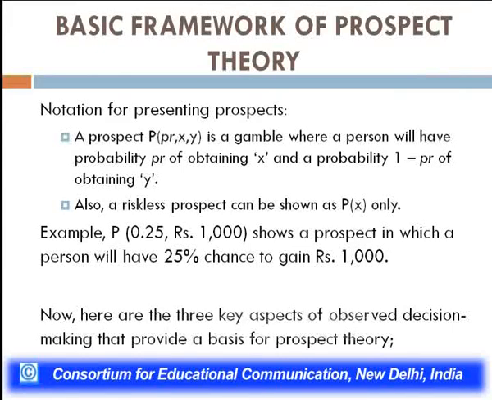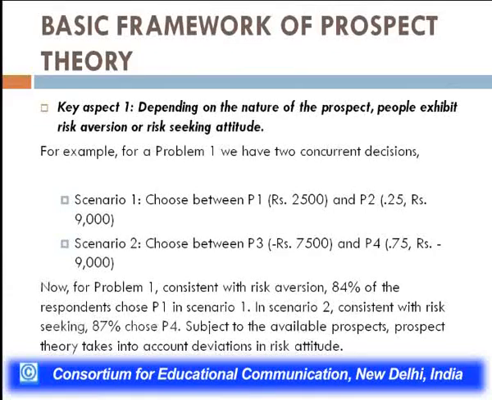A prospect is a gamble where a person will have probability PR of obtaining X and a probability of 1 minus PR of obtaining Y alternative. A riskless prospect can be shown as Px. For example, a 25% probability of winning 1000 rupees shows a prospect that a person will have a 25% chance to gain 1000. There are three basic aspects of prospect theory which we are going to discuss here.